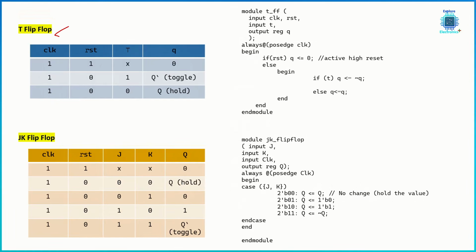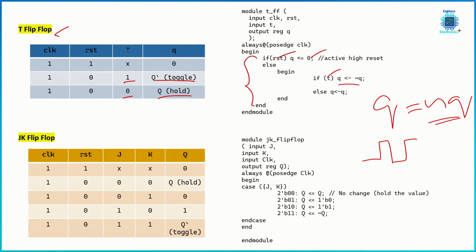Then comes the T flip-flop. In the T flip-flop, when T is equal to 1, the output will be toggled. When T is equal to 0, it will hold the state as I said in the SR flip-flop. This can be implemented easily using an if-else statement. If-else code can be sufficient to implement this. First we need to check for reset. If reset, Q is equal to 0. Else begin. Again we are checking the value of T using an if statement. If T is equal to 1, Q will be equal to not of Q. Q is equal to not of Q in the sense that it is toggling its state.